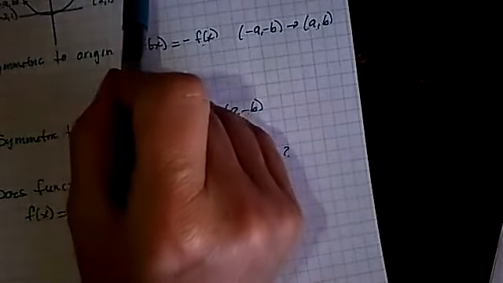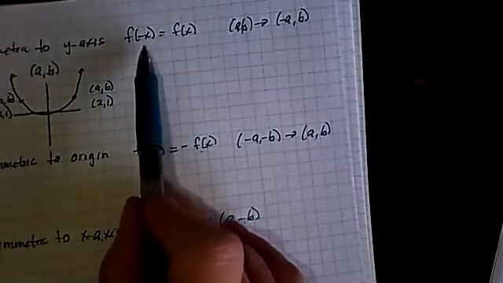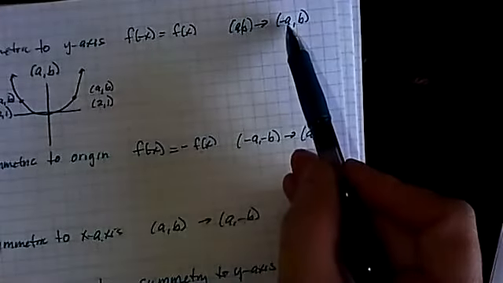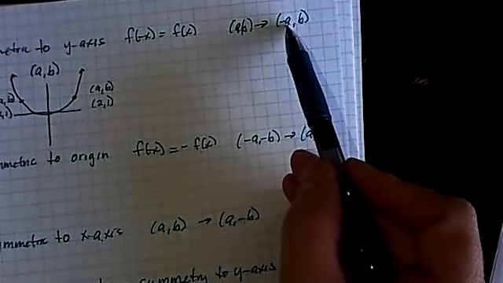So I'm going to see if I put in a negative x, that my function comes out to be what it was originally. If it does, then that means it's symmetrical to the y-axis. I don't know anything really about the points so much, but I do know that I'm going to put in a negative x. All right, so that's what this means. So let's put in a negative x.